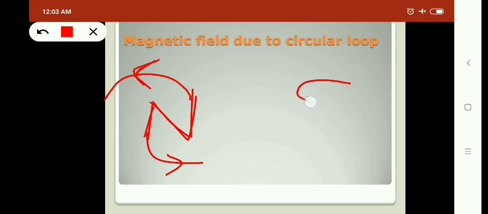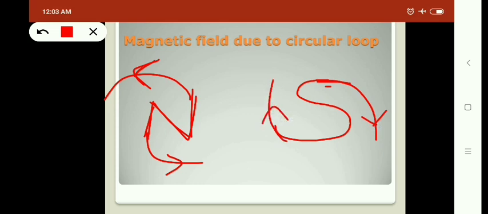Similarly, we can write S like this. So just extend the ends of the S like this. So what is the direction? Yes, this direction represents the clockwise direction. And whenever current flows in the clockwise direction through the circular coil, what is the polarity of the face of the coil? Yes, south pole. Okay, through this tip also you can easily remember the polarity of the face of the coil.